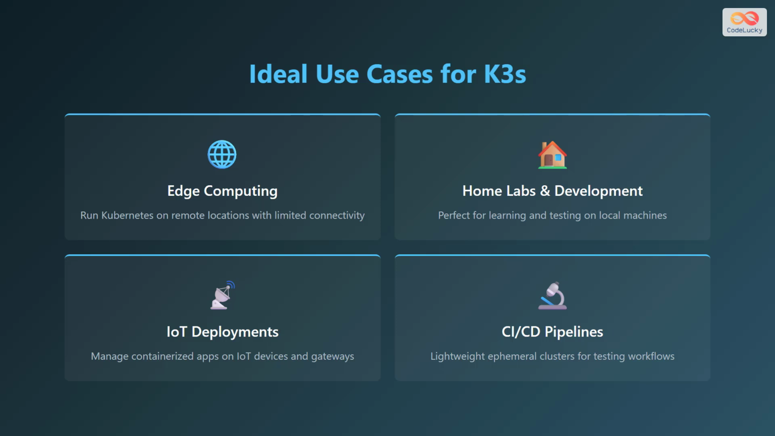K3s excels in several specific use cases. It's perfect for edge computing scenarios where you need to run Kubernetes on remote locations with limited connectivity. For home labs and development environments, K3s provides an excellent learning platform that doesn't require expensive hardware. In Internet of Things deployments, K3s can manage containerized applications directly on IoT devices and gateways. Finally, K3s works great for CI/CD pipelines where you need lightweight ephemeral clusters for testing workflows. If any of these scenarios match your needs, K3s is likely the right choice for you.